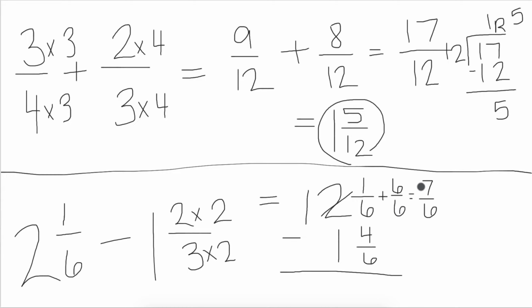Now we can subtract 7 minus 4, which gives us 3/6. And 1 minus 1 is 0. We can reduce this. The largest number that can go into both of these is 3. Divide by 3. Divide by 3, and that will give us our new fraction and final answer of 1/2.